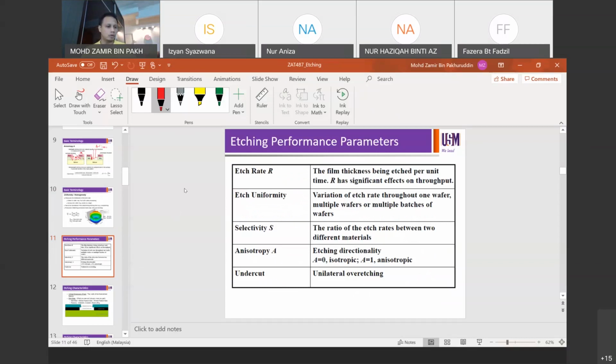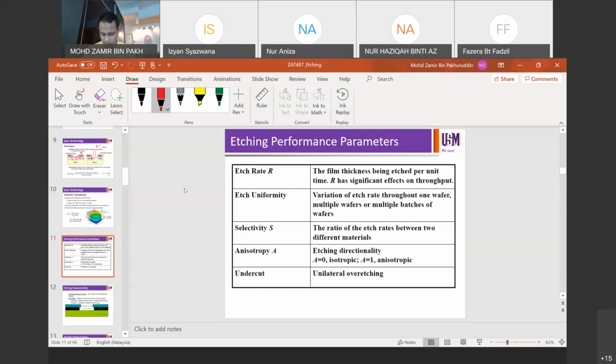Right, so in summary, if you talk about etch rate, it's about the film thickness being etched per unit time. So it can be nanometer per minute, nanometer per hour, micron per minute, micron per hour. It can in fact be per second as well, depending on how much you remove and how much time you need. And it has significant effects on the throughput. So the higher the etch rate, is the throughput lower or higher?